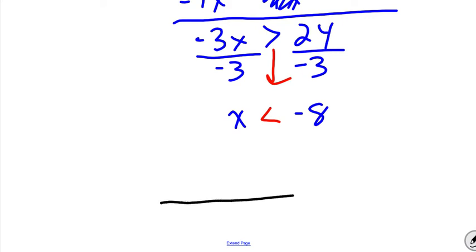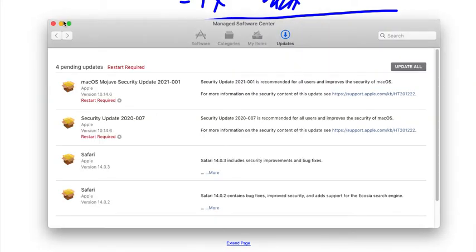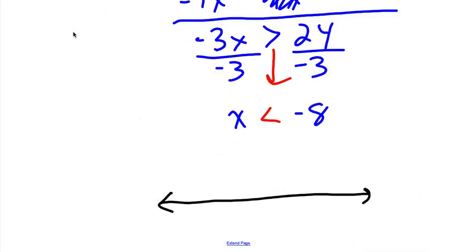All right, now we're ready for our number line. I was getting a little ahead of myself there. Now we're ready for the number line. The number we just solved for goes in the middle. There's the negative 8. What's going on here? There we go. Wrong color. Negative 8 goes in the middle.